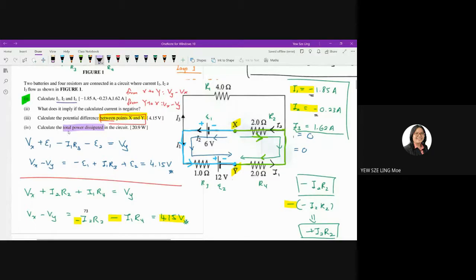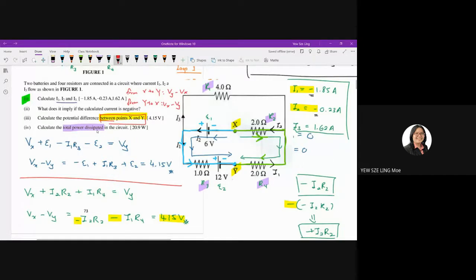So when it comes to power loss, remember that I told you power loss only happens in a resistor, and also in an internal resistance. So if the question is asking for total power dissipated, total power loss in a circuit, you look at the diagram and see how many resistors you have. You have R1, R2, R3, R4, right? So you just have to add all of the power together.